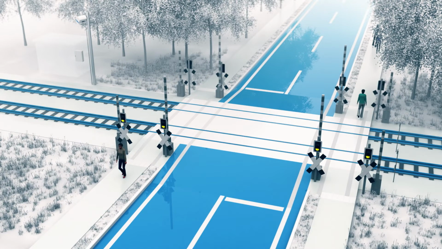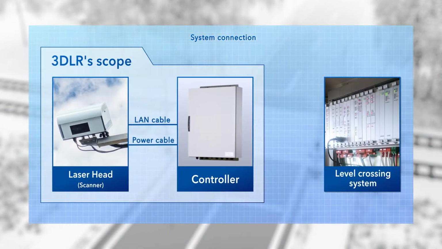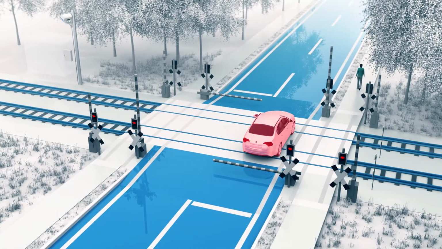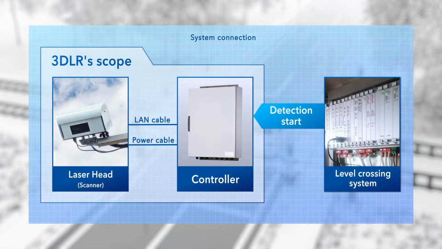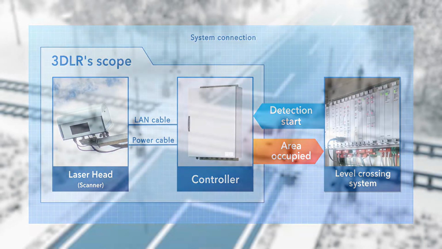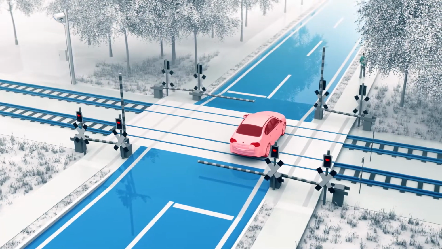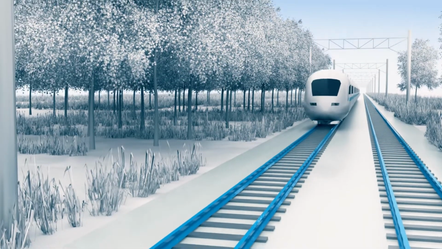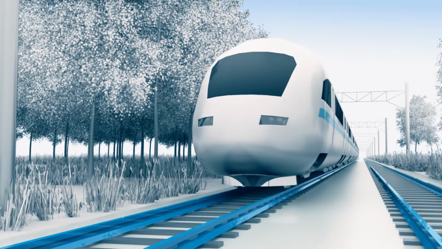The 3DLR starts object detection when a detection start signal is received from the level crossing system. If an object, such as a vehicle, enters the level crossing and gets trapped after object detection has started, the 3DLR quickly detects and notifies the level crossing system of the detected continued presence via an area-occupied signal. As a result of this communication, the train halts safely before the level crossing.